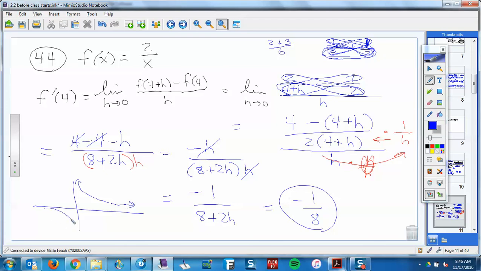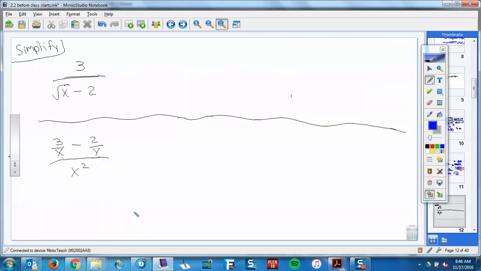And it looks like this. And out here at 4, the slope is about like that. It's negative, but it's not very much. Negative 1. Okay? All right. So, before we do 34 and 35, let's talk about some different algebra things here.